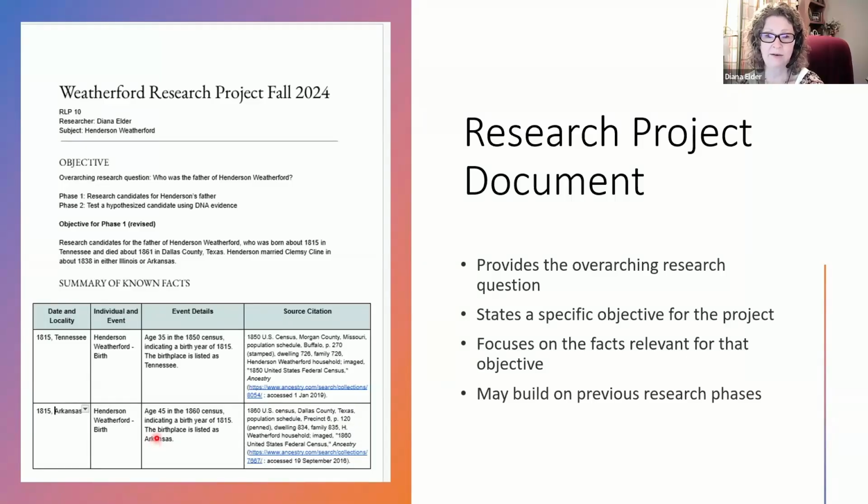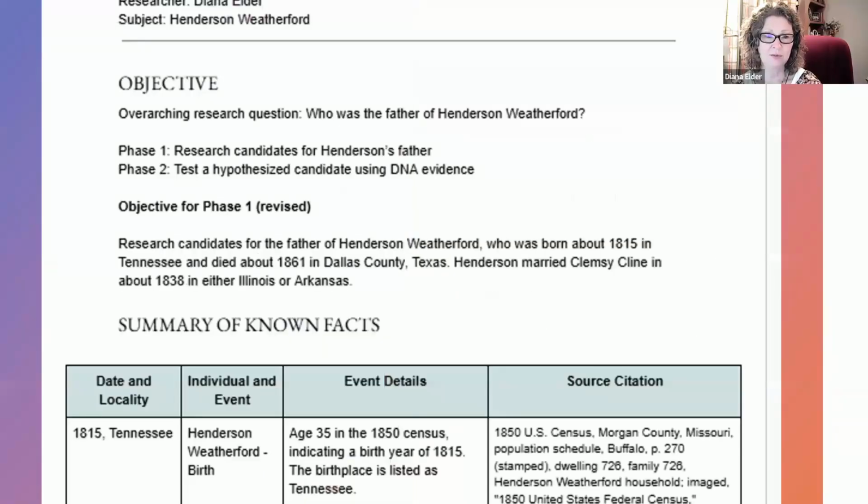So you will have your overarching research question. And here I have, who was the father of Henderson Weatherford? And then you'll have a specific objective for the project. So when I did this, I had two ideas of what I wanted to do. Phase one was to research candidates for Henderson's father, and that was basically taking those two sets of parents that I thought could be a father for him and seeing which one was best. And then when I had a hypothesized candidate, I would use DNA to see which was right.